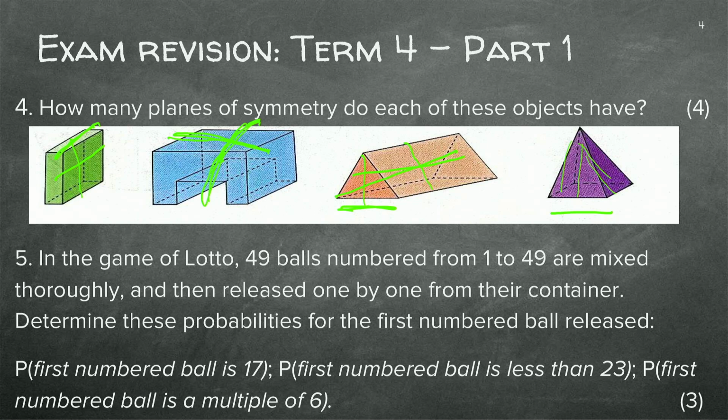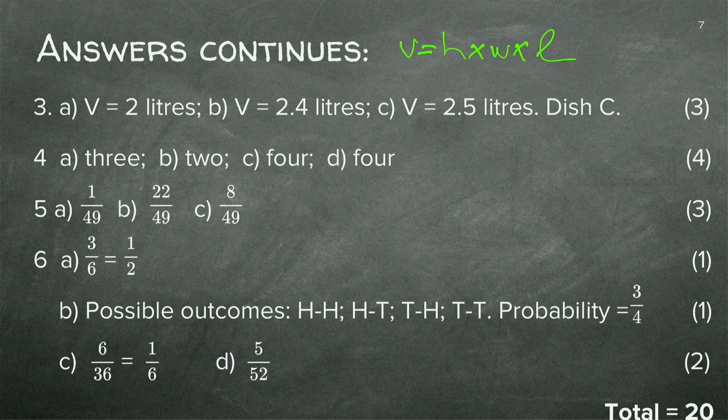And the last one is the first number ball is a multiple of 6. So how many multiples of 6 do we have up to 49? We've got 6, 12, 18, 24, 30, 36, 42, and 48. So we've got 1, 2, 3, 4, 5, 6, 7, 8 multiples of 6 from 1 to 49. So if we work out the probability, it will be 8 out of 49.